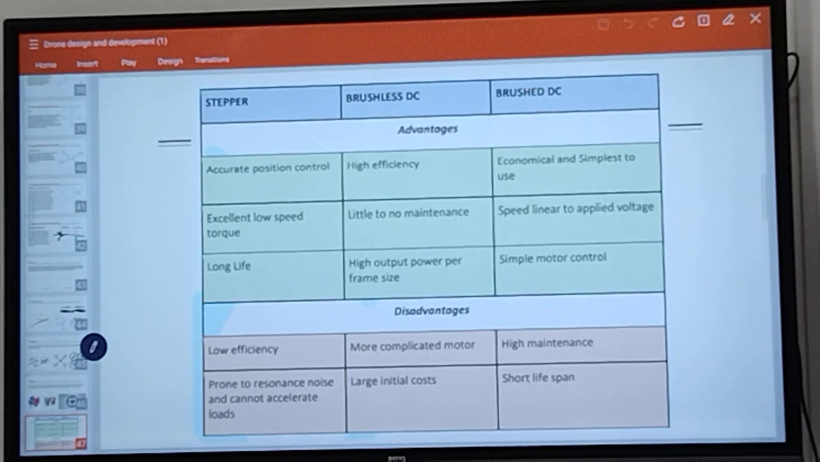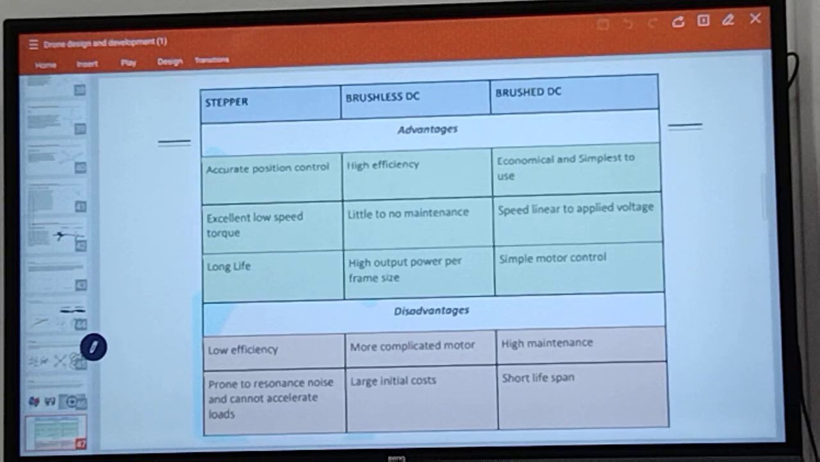Stepper motor: accurate position control, excellent low speed torque, and long life. What are the disadvantages? Low efficiency, prone to resonance noise, and cannot accelerate loads. Then for brushless DC, what are the advantages? High efficiency, little to no maintenance, and high output power. What are the disadvantages? More complicated motor and large initial cost.